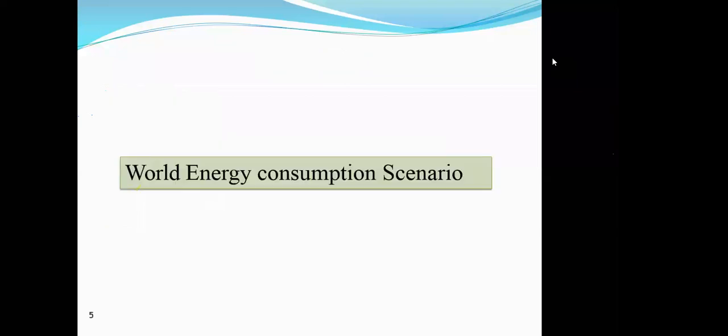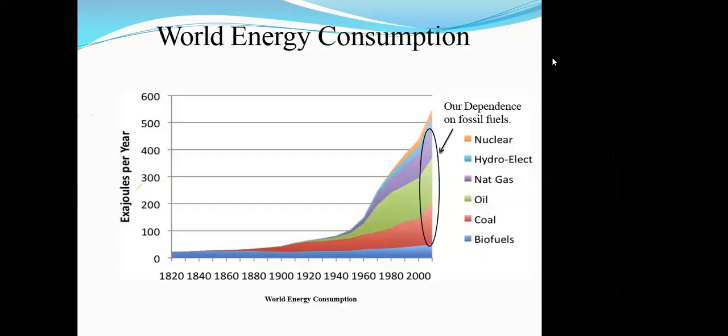So the world energy consumption scenario, if we see, is much more dependent on fossil fuels, and we can see in the graph how the consumption of fossil fuels has increased from the 1820s till now, and the major part is consumption of oil and coal. You can see in the graph, the green part is showing the oil consumption, and the red part is showing the coal one, and the rest is nuclear, hydro and other. This was the dependence on the fossil fuels.